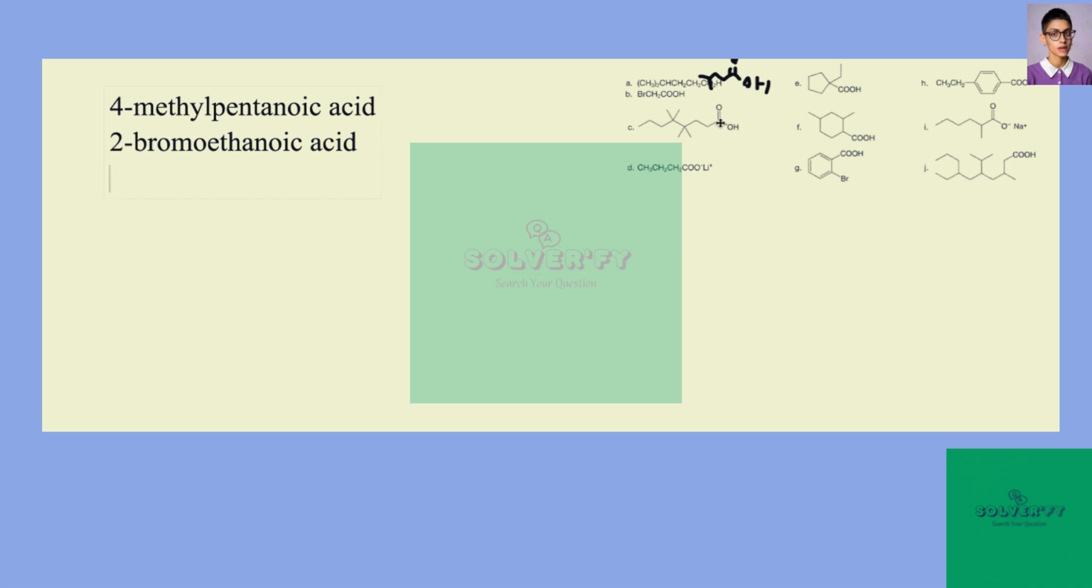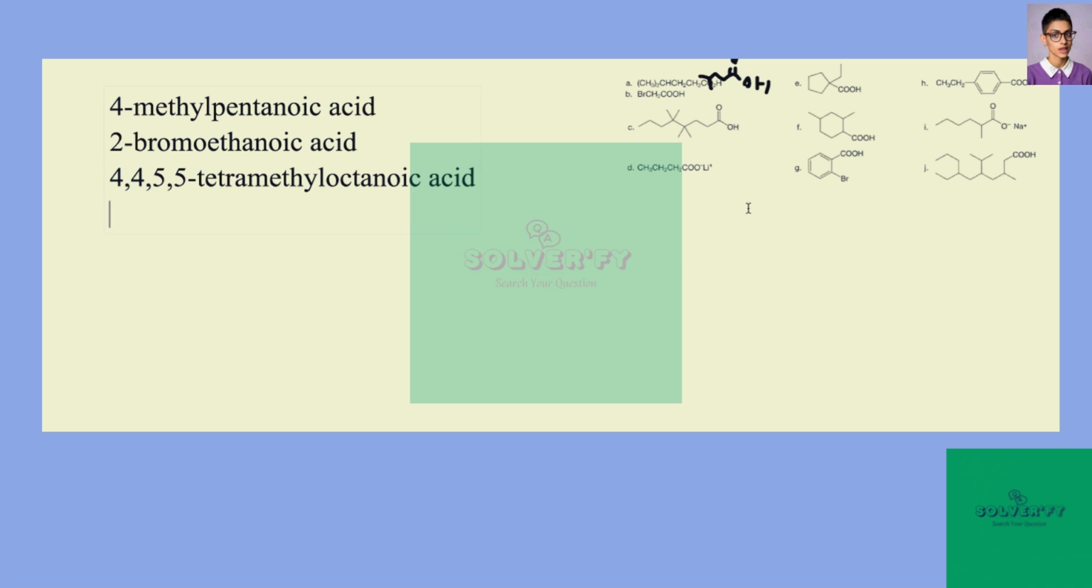Now what about for C? So for C, if we count the longest straight chain, we have 1, 2, 3, 4, 5, 6, 7, 8. So we have 8 carbons. So that's octane, so octanoic acid. That's the parent chain. Remember, we count from the carboxylic acid carbon as being 1. So we have 1, 2, 3, 4. So in carbon 4, we have dimethyl. Carbon 5, we have dimethyl. So in total, we have 2 methyls on carbon 4, 2 methyls on carbon 5. We have tetramethyl in total, 4,4,5,5-tetramethyloctanoic acid for C.